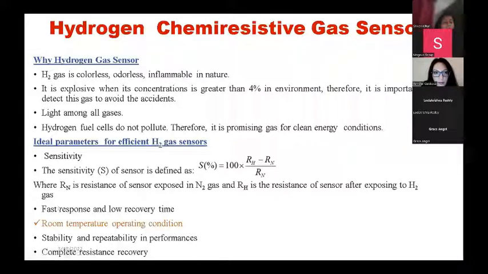So another main factor is the recovery and response time of the sensor. In this work, I am mainly focused on the room temperature sensing of carbon soot for the detection of hydrogen gas. Obviously, stability and repeatability of the result is very important. And another main issue is the complete resistance recovery of the sensor. If we talk about all the factors, I am focusing on the room temperature operating condition as well as the stability and repeatability in the performance of this sensor.